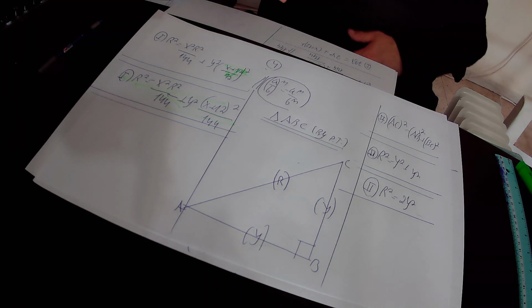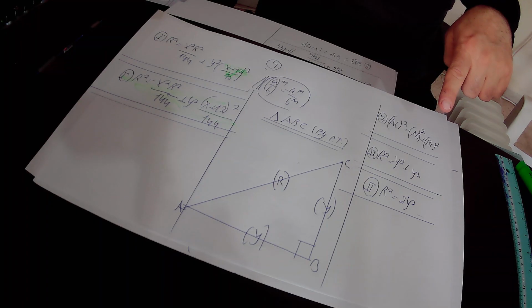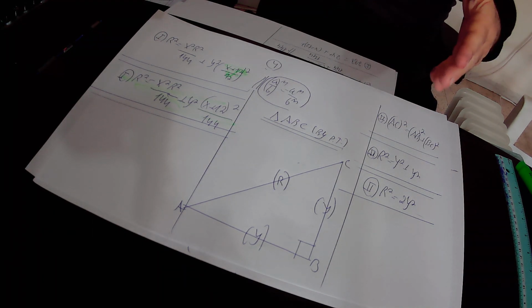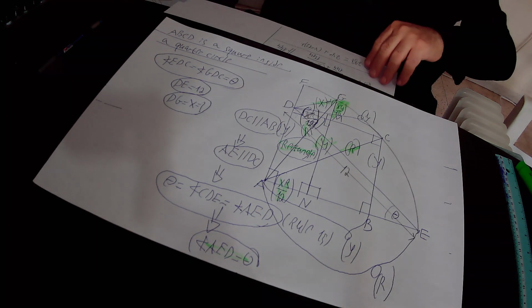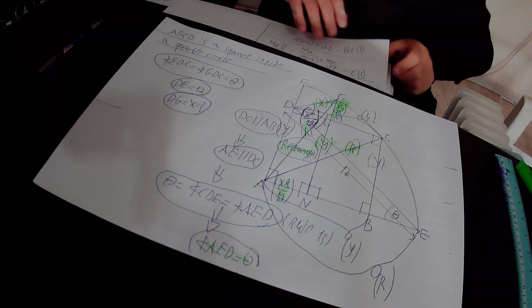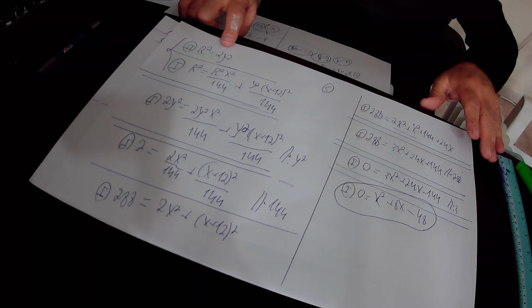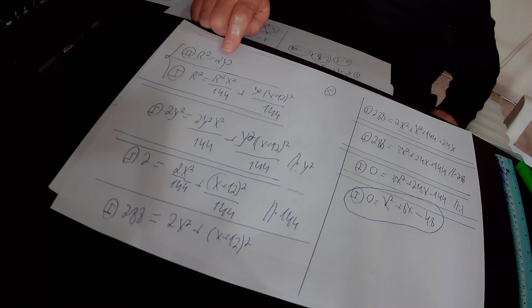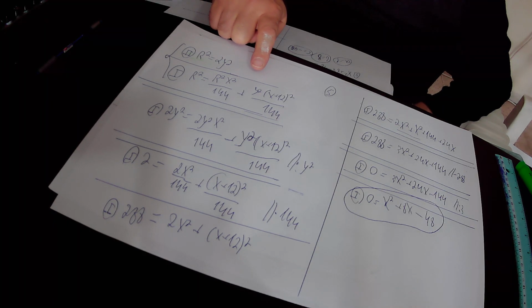So according to equation 2, we found out that R squared equals y squared plus y squared, which is 2y squared. Again, according to equation 2, R squared equals 2y squared. While according to equation 1, we have already found out that R squared equals R squared times x squared over 144 plus y squared times (x plus 12) squared over 144.